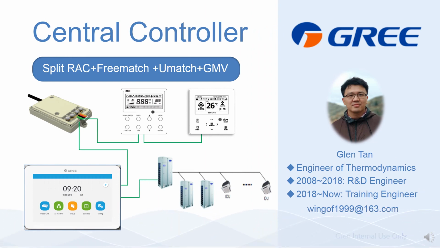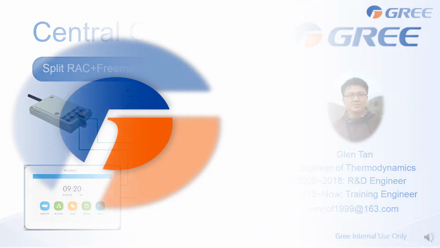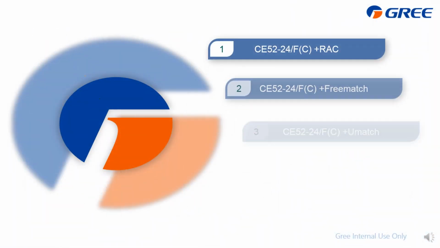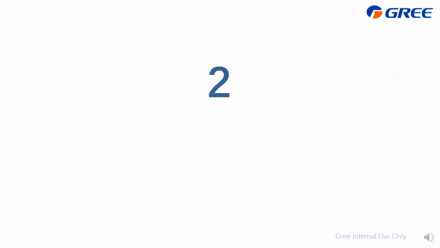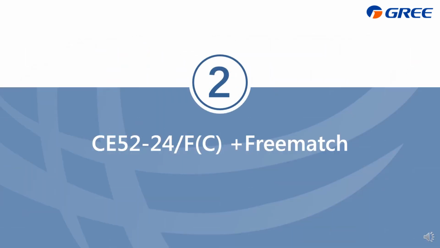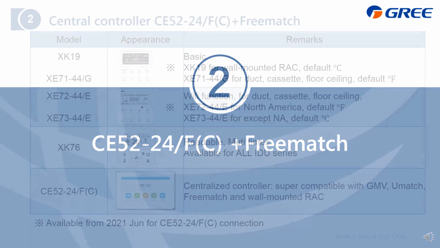This time, I'm continuing to talk about the central controller. According to the connected light commercial air conditioner type, I divide it into these 6 parts. Central controller CE52 with Free Match.